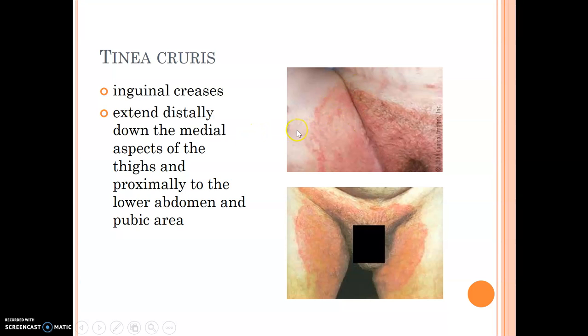So it extends distally, from proximal to distal, and especially in the thigh and groin, and proximally towards the abdomen. So it can infect the groin area, extending to the limbs, as well as extending towards the abdomen.